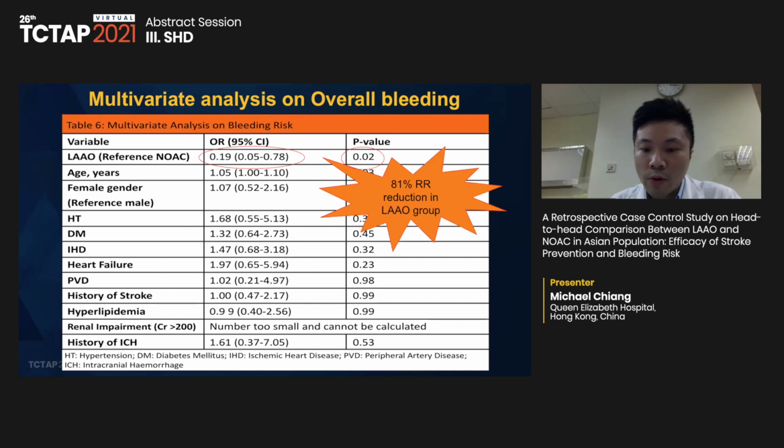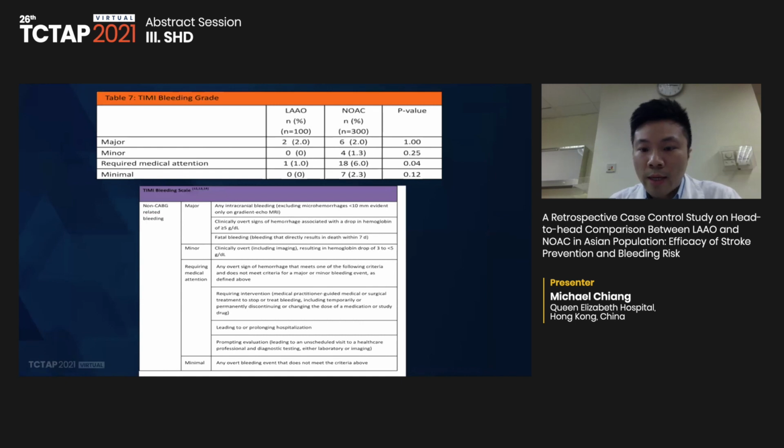You may wonder, overall bleeding is a broad, non-specific term. Could the bleeding be just very mild? So that's why we further analyzed the overall bleeding group and stratified the bleeding severity by the TIMI bleeding scale. It was found that the majority of the bleeding in the NOAC group belongs to the category of requiring medical attention rather than minimal, which is not just statistically significant, but the magnitude of difference is high between the two.